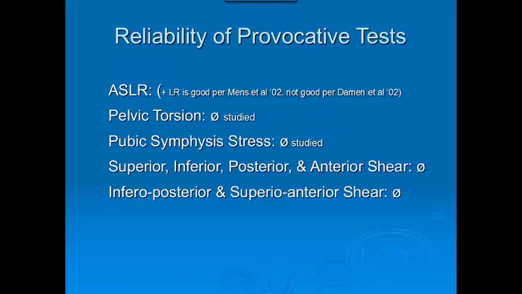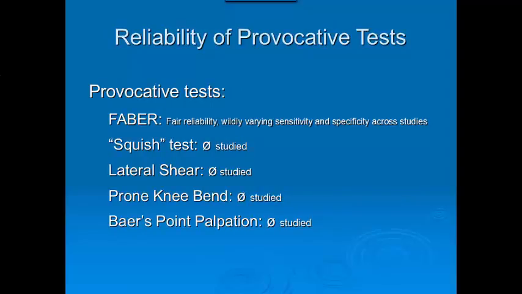When we look at the reliability of our pain provocative tests for the SI joint, it doesn't look very good. The active straight leg raise is not reported consistently in the literature. Pelvic torsions, symphysis stress, and various shears have not been adequately tested in the literature. Other provocative tests, including Faber, are of variable reliability across the literature. Other tests involving squish, lateral shear, prone knee bending, and Bear's point palpation have not been well studied.